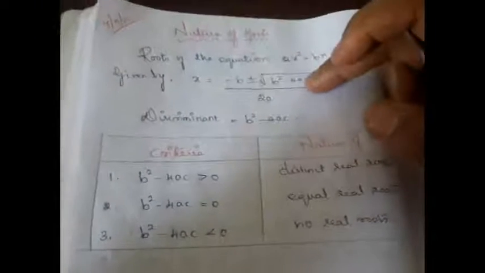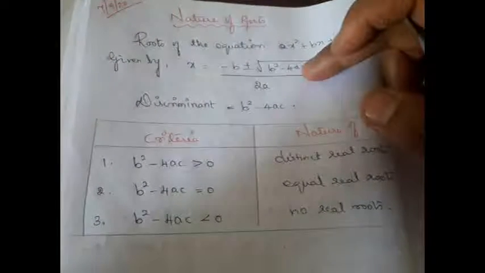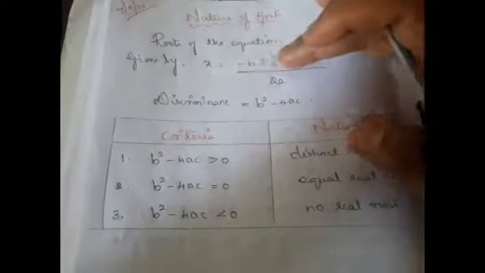Imagine what happens if this is greater than 0. If b square minus 4ac is greater than 0, which means it is a positive number, then the square root of a positive number can very well be found, right? Then we can add and subtract. We can have plus that number and minus that number. We can find the answer. Therefore, the roots are going to be real roots, distinct and real roots. We will get 2 different answers.